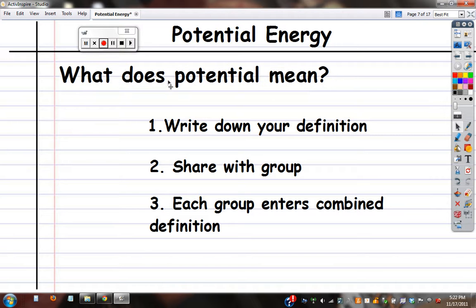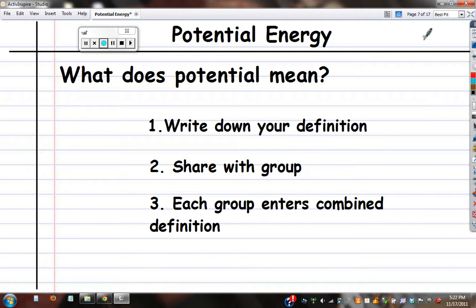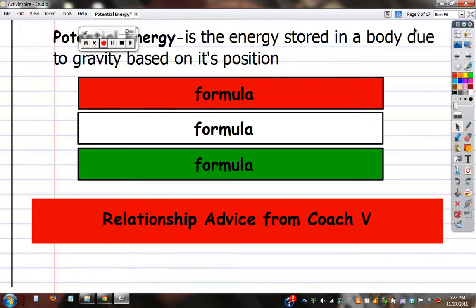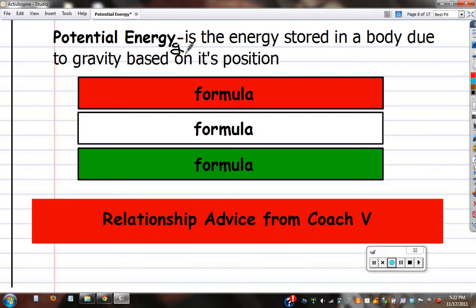So answer this. What does potential mean to you? Write down your own definition, share with yourself, and let's see what we end up with. So we have page 17. Okay. Potential energy is energy stored, and there should actually be a very small g here, because this is gravitational potential energy. Energy stored in a body due to gravity based on its position.